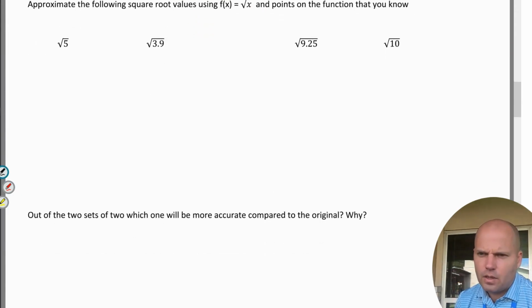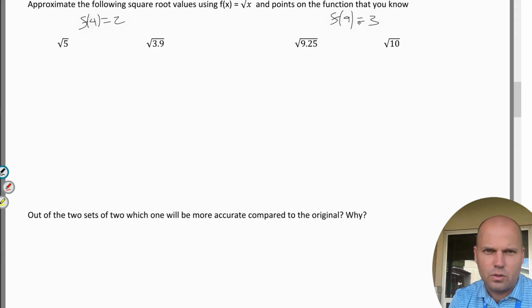All right. Making you do a little bit more work because I'm approximating square root values. And these are the things we can actually check. But it says use points on a function that you know. What are some points on the square root function that I know? Well, I know that f of 4 equals 2. I know that f of 9 equals 3, right? Don't we know that? The square root of 4 is 2, the square root of 9 is 3. Cool.